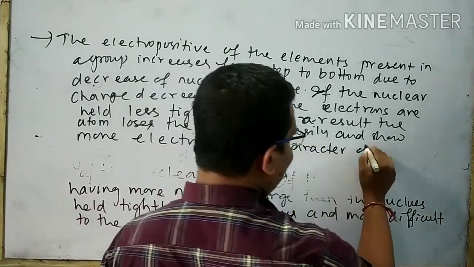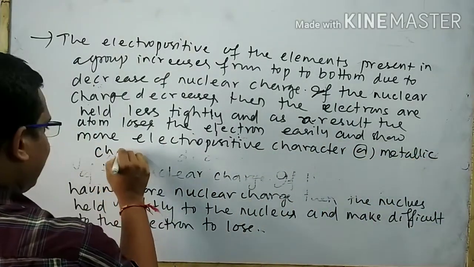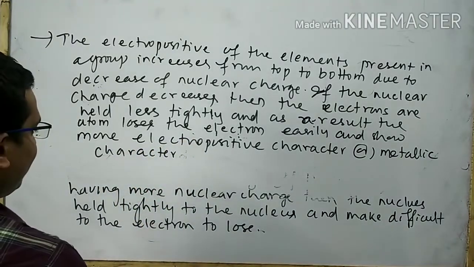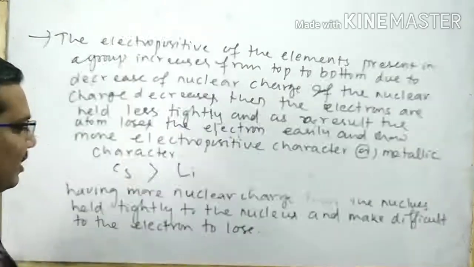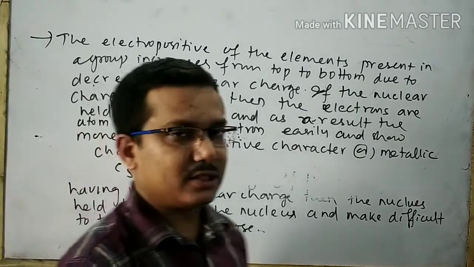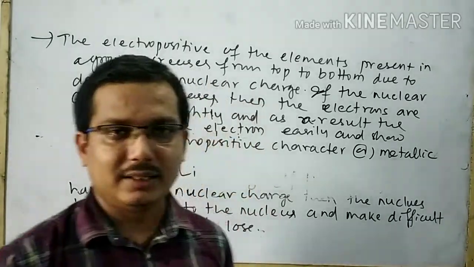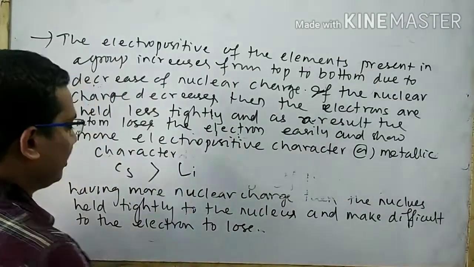electropositive character, also metallic character. Take an example, cesium has more electropositivity than lithium because the size of cesium is more, as a result the effective nuclear charge is less. That's why cesium's nucleus holds the electron less tightly, and it is very easy to remove an electron from cesium as compared to lithium.